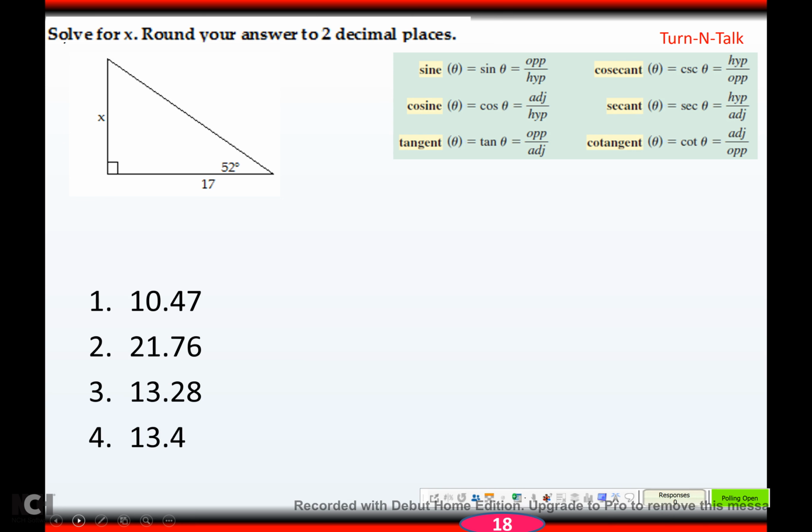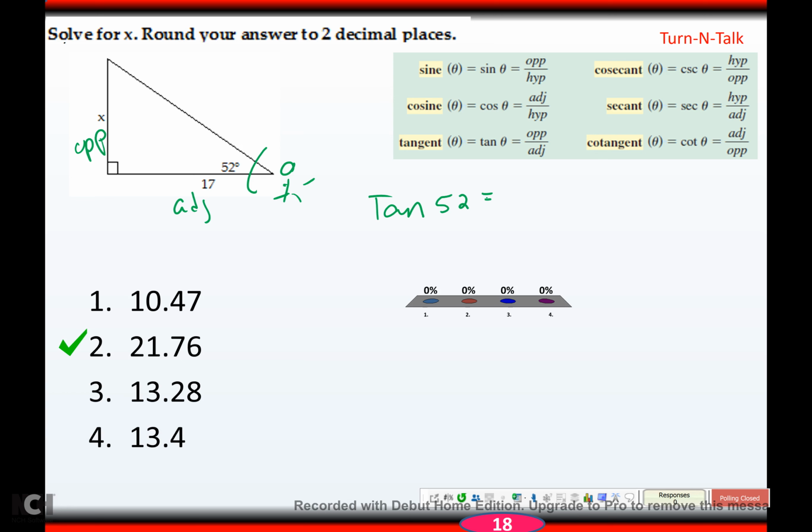Solve this one, hit pause, come back when you're ready. And hopefully you got 21.76. There's the angle they gave me, so that's where I'm standing. From where I'm standing, this is opposite. This is adjacent. That's tangent. So tan 52 equals x over 17. To get x alone, I'm going to multiply by 17, and I get x equals 17 times tan 52, which is 21.759, blah, blah, blah. And they said rounded to 2 decimal places, so that bumped it up to a 6.